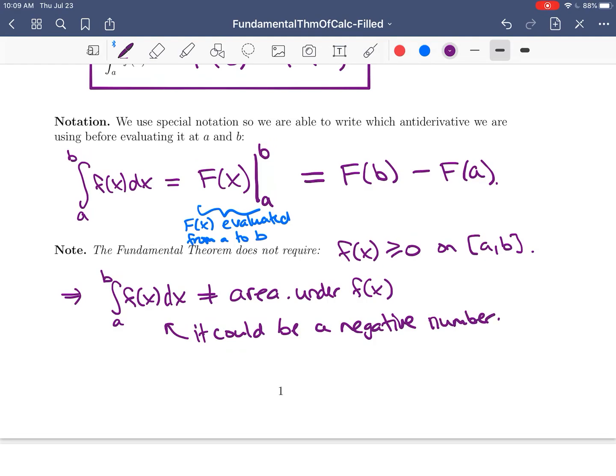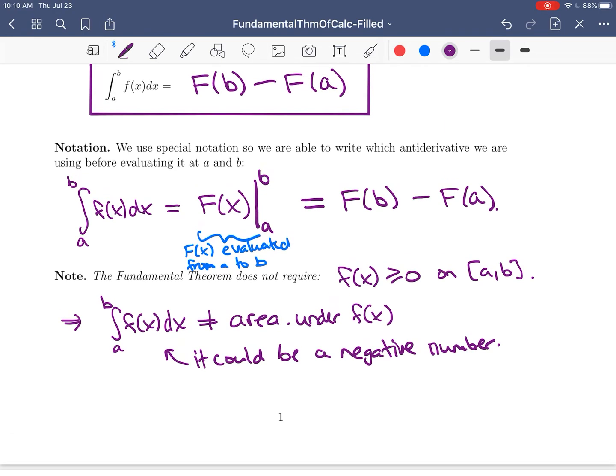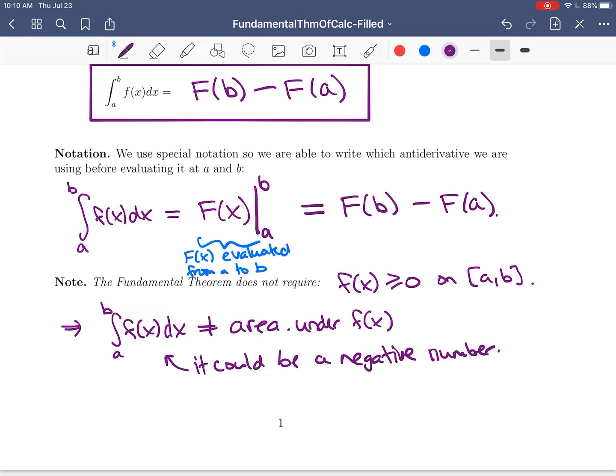It's related to the area, but remember it's the signed area. So when we compute it using the fundamental theorem, you might get a negative number. So if the question is asking for the area, then you need to be more careful. We're going to do an example of that.